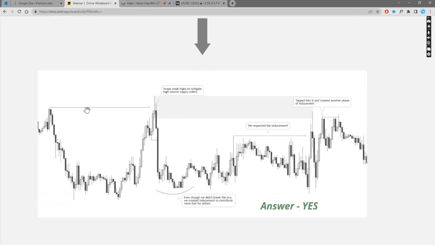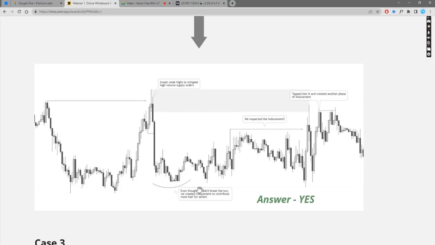So why? Well, we swept the weak highs to mitigate our high volume order flow. If we have that strong sweep there, we have our manipulation up here, so that's important to note. A big factor is we didn't break this swing low. Usually you want to use order blocks that break the low. But that's the power of inducement. We respected this inducement. We didn't flick past it. Like I said, we stayed under it.